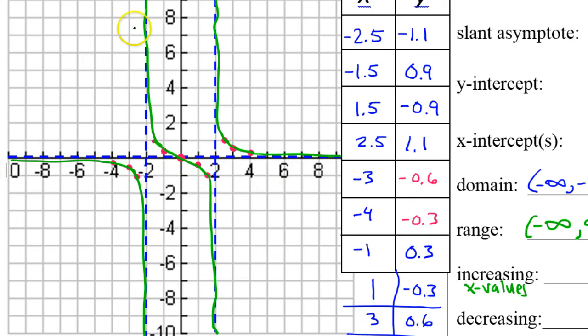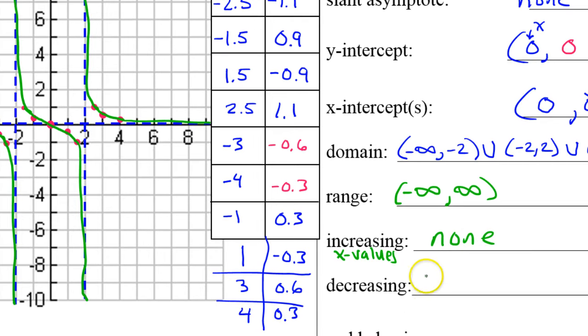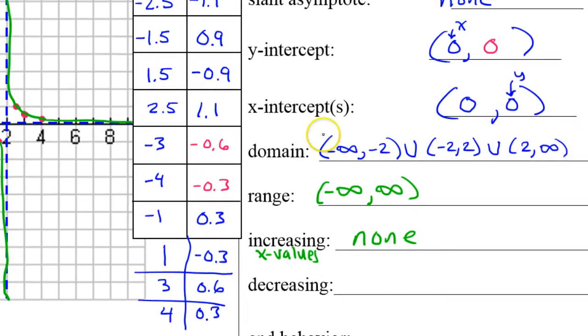What about this middle branch? I'd have to start here because I'm starting from the left, and it's going down. And look at this branch over here on the right. I'd have to start here, and it's falling down. Every part of this graph is going down from left to right. It's all decreasing. So increasing intervals, I'm going to say none, because no part of this graph is going uphill. For decreasing, all of the intervals are decreasing. So it's decreasing over the entire domain.